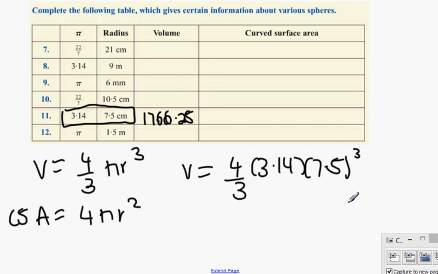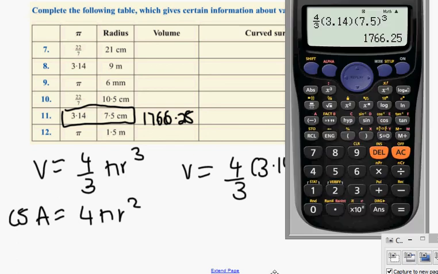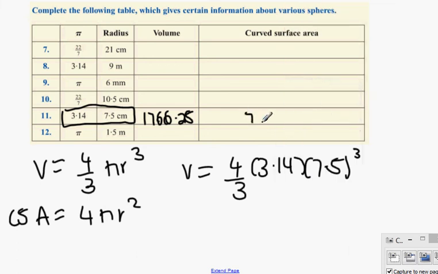The next one then is curved surface area, and all we have to do is once again use this formula, 4 pi r squared. So 4 multiplied by 3.14, close bracket, multiply by r squared, which is 7.5 squared. And what we get there is 706.5. So that's 706.5 centimeters squared.